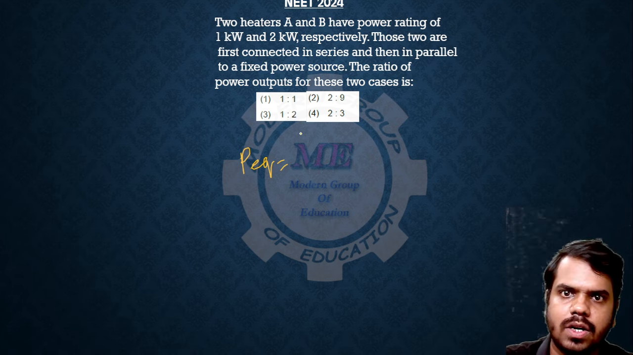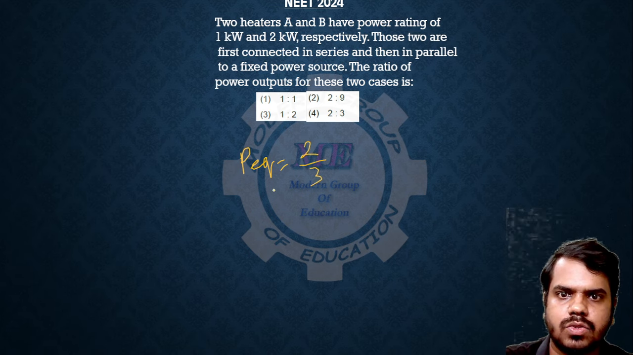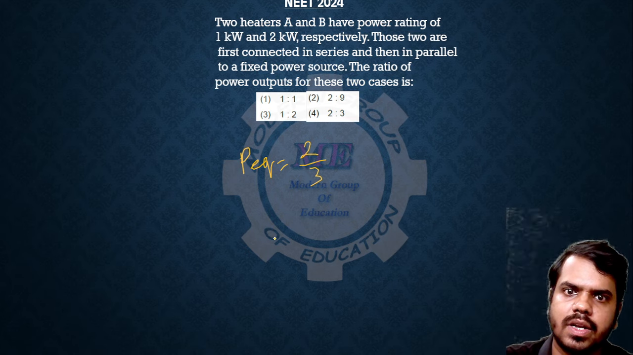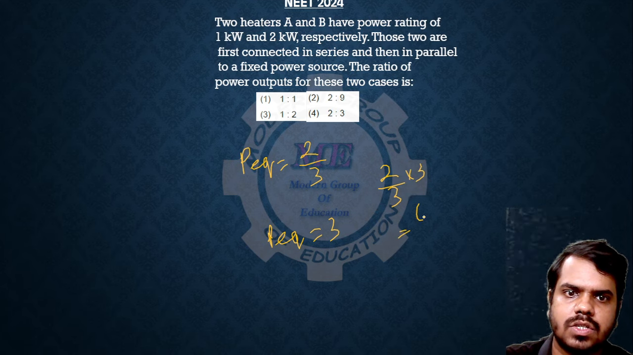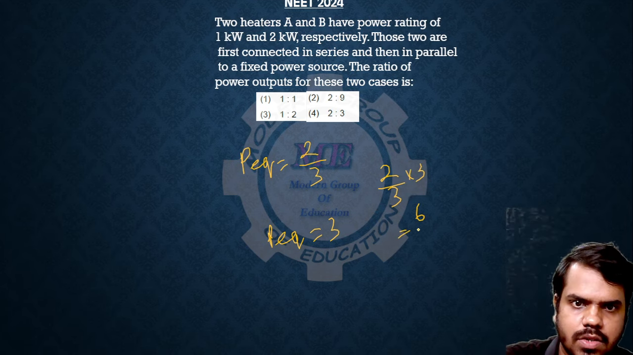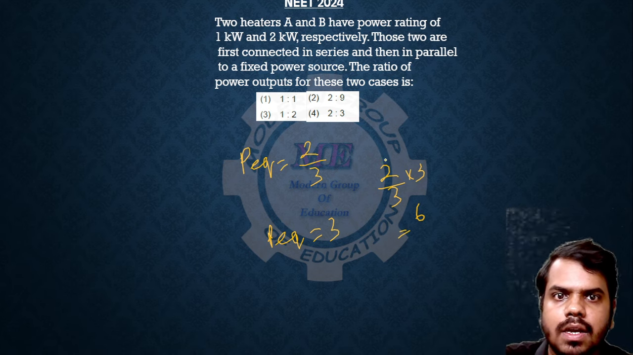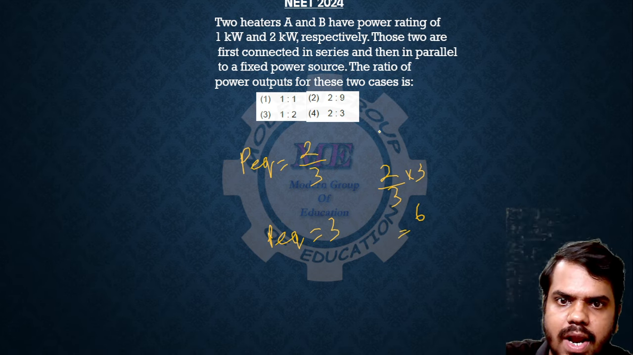That means 1 and 2, 1 into 2 by 2, 3, 2/3. Okay, and then in parallel, so 2 and 1 is 3. So the ratio of 2 by 3 is to 3. That means 6 is to 3. Sorry, 2 by 3. The parallel, so parallel by series.